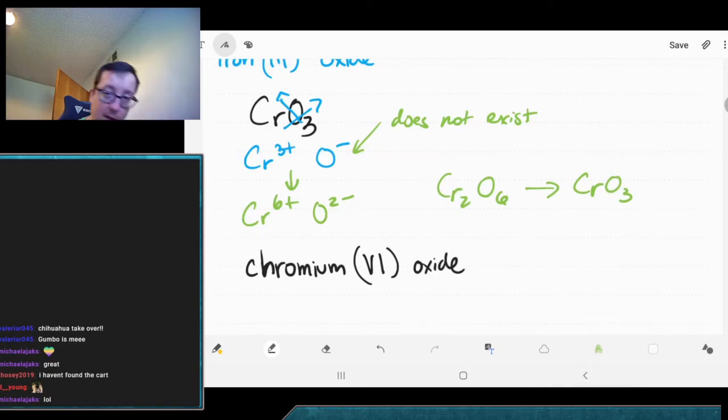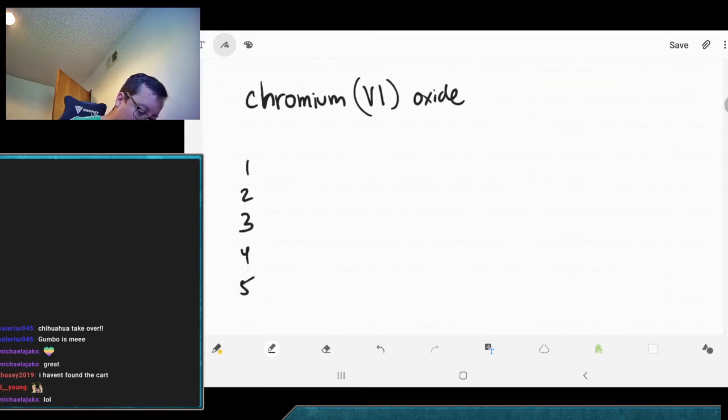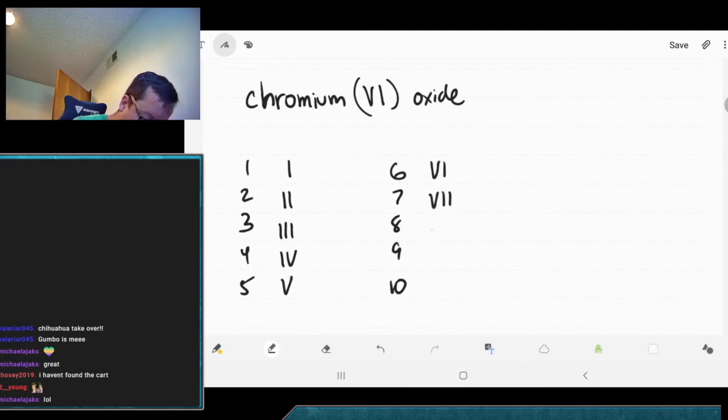Ooh, I guess we need to go over our Roman numerals just in case. It's been a while since we discussed these with Roman numerals for our charges. I'm just going to give you 1 through 10. We're not going to ever have something 10, but whatever. These are your Roman numerals from 1 to 10.